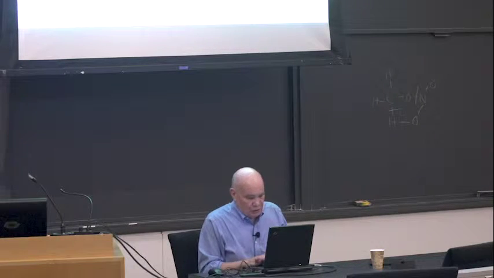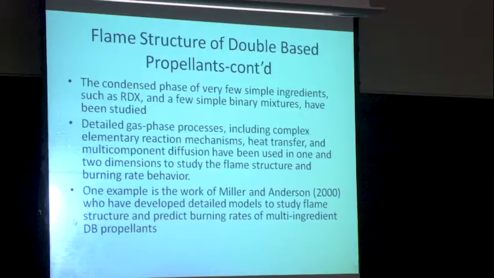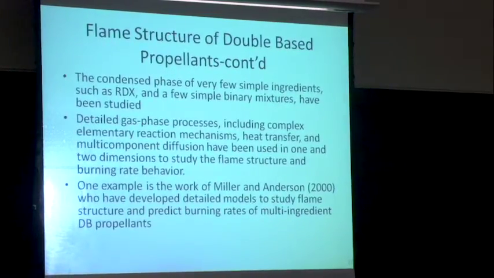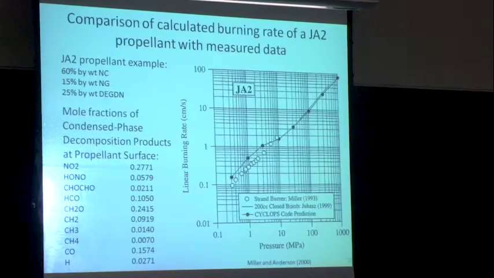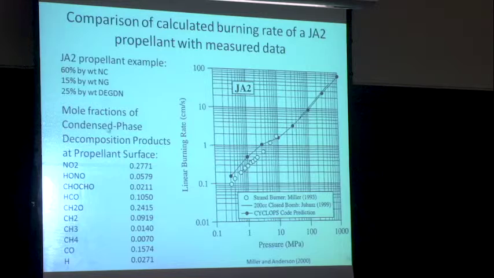So I'll show you the results of one set of calculations. Miller and Anderson were at the Army Research Laboratory. They've looked at a whole host of different types of double-base propellants. I'll show one example of the results. And what you see is something like this. This is for JA2, which again is a nitrocellulose nitroglycerin propellant.